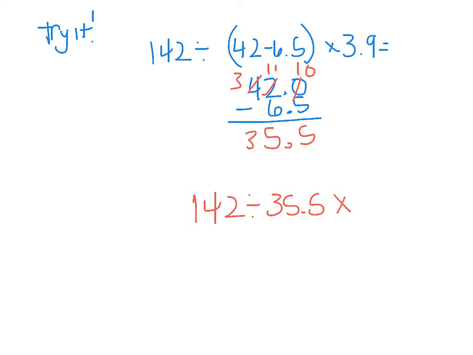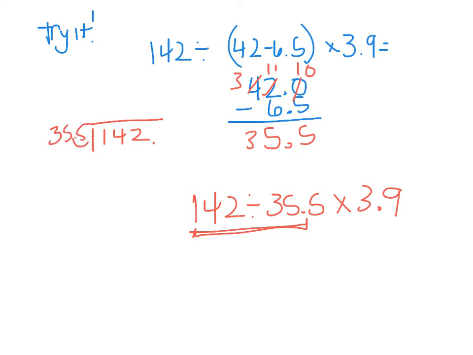Okay, so now I have 142 divided by 35.5 times 3.9. So next I look, and it looks like I have division, so I'm going to divide these two numbers right here. 142 divided by 35.5. Move my decimal over. There's no decimal, so I can just write it in. Okay. I'm going to switch colors because sometimes I get confused when my colors all match. Oh, that's a big number. I'm going to do some repeated addition. Okay. Let's see if I have enough space over here.